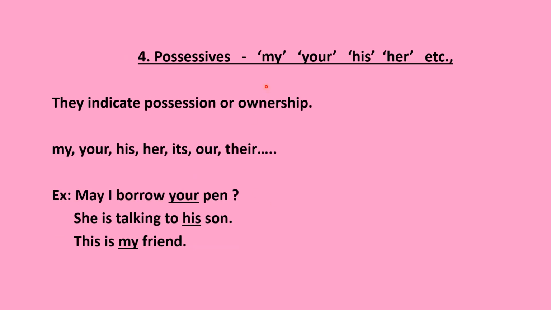The next type of determiners are possessives: my, your, his, her, etc. They indicate possession or ownership or belongingness. For example, my, your, his, her, its, our, their. May I borrow your pen? She is talking to his son. This is my friend. So these determiners tell us the possession or ownership.